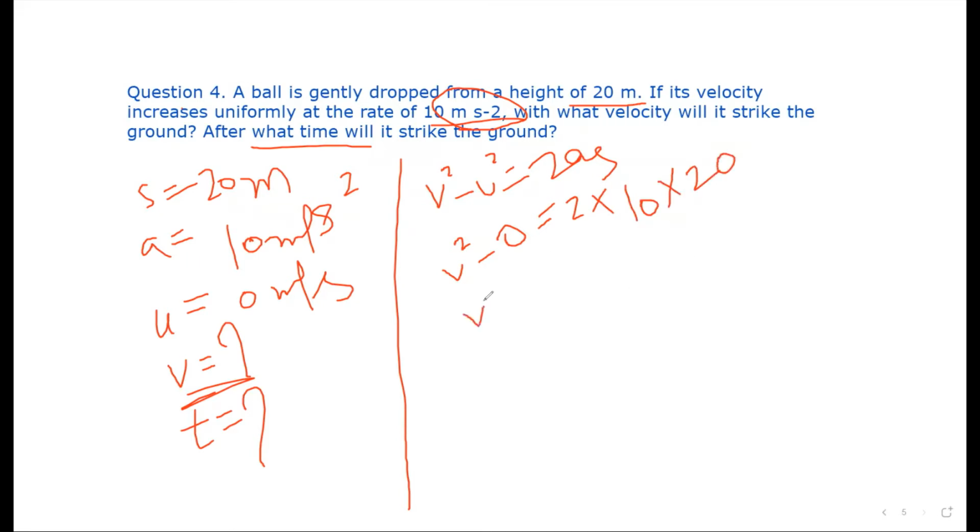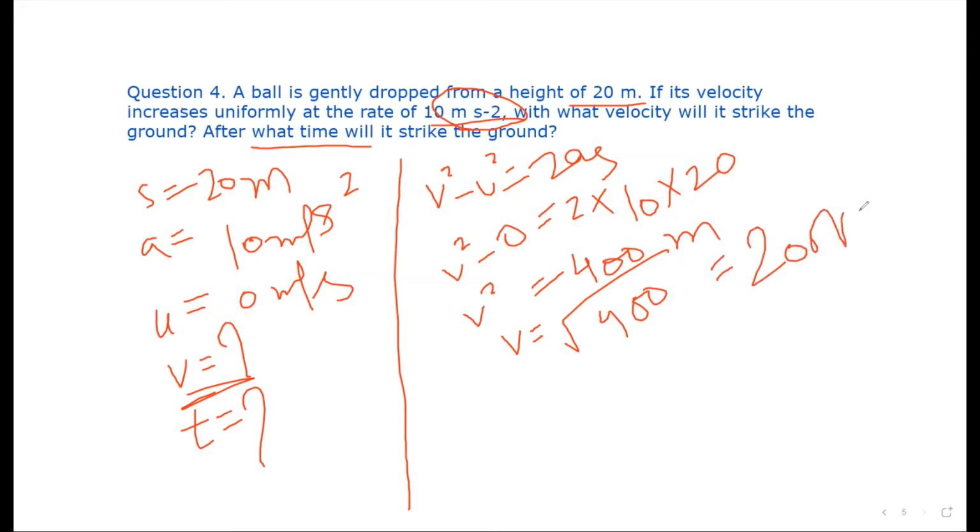So V square is how much? Yes, you are so good in calculation, huh? It is 400 meter. But it is V square. What we need is V. So what will we do? We'll find the square root of 400. And this is how much? This is 20 meter per second, because what we are finding is velocity. So this is 20 meter per second.